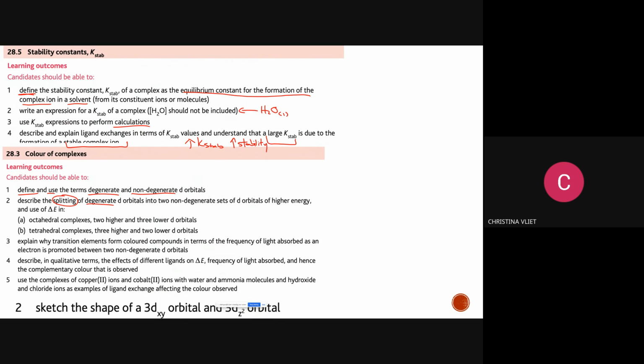Octahedral is 2 higher and 3 lower d orbitals. Tetrahedral is 3 higher and 2 lower. And yes, they want you to remember that info. It's a lot of info here. Explain. Oh, explain is our next command word.